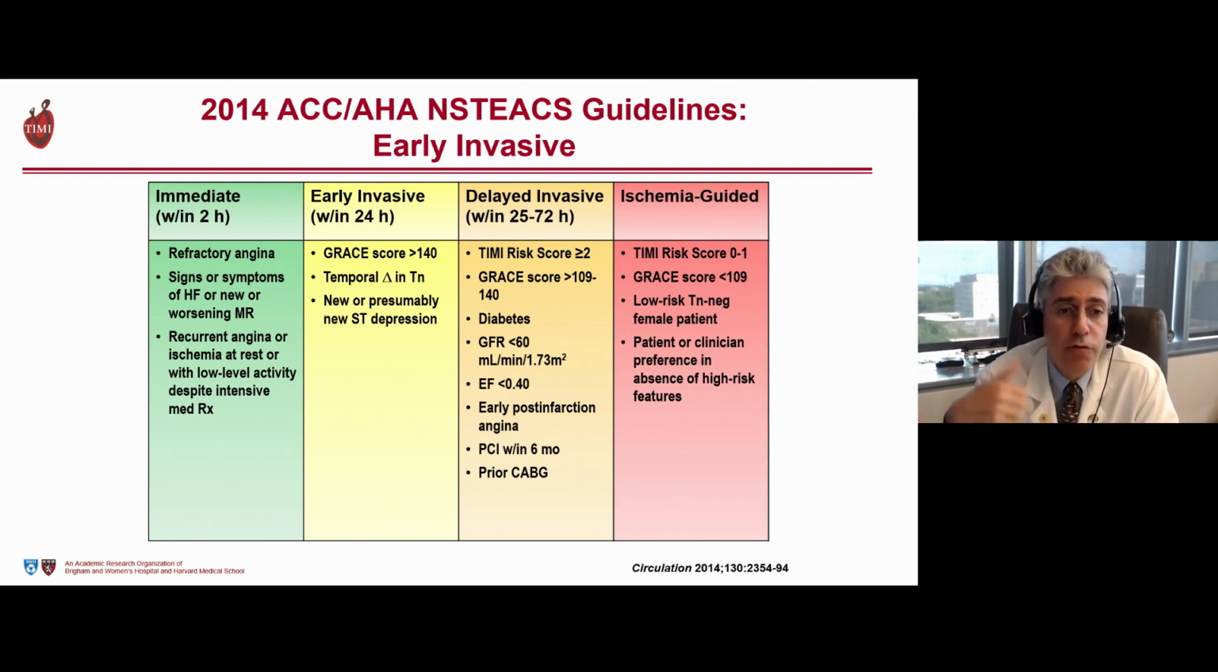And so when we wrote the 2014 guidelines, this is how we binned it: immediate coronary angiography for patients who have refractory angina, symptoms of heart failure. Those people need to go immediately. Early invasive within 24 hours are the patients who have a particularly hot ACS, so elevated troponin, ST segment depressions, high GRACE score. Otherwise, if they're a higher risk patient, but without those particularly high risk features, then they should go to the cath lab, but you have the luxury of waiting about 3 days or so. And then the very low risk patients can be managed conservatively.